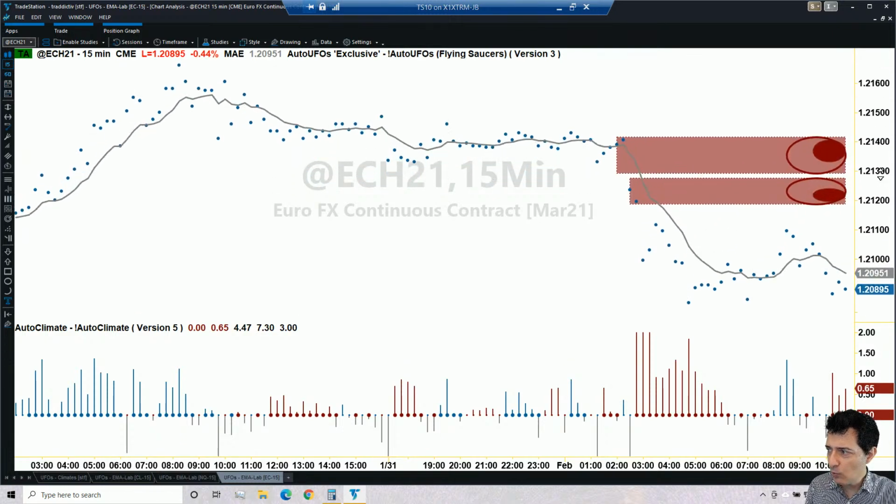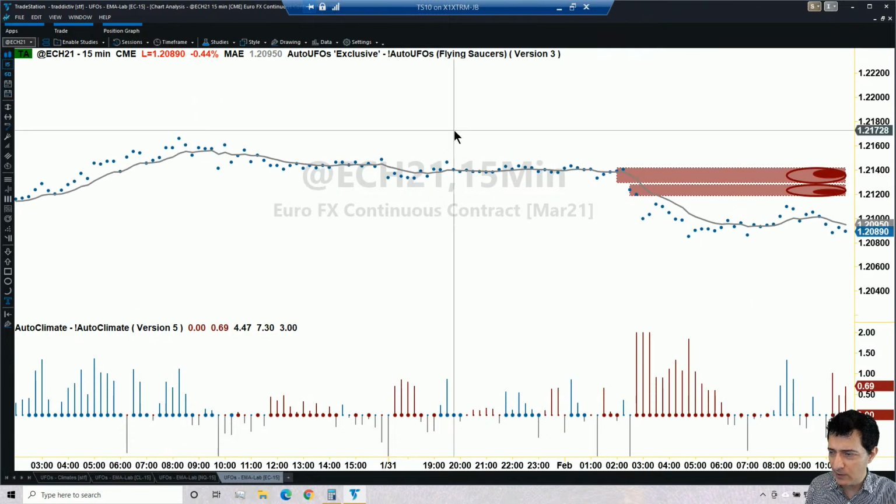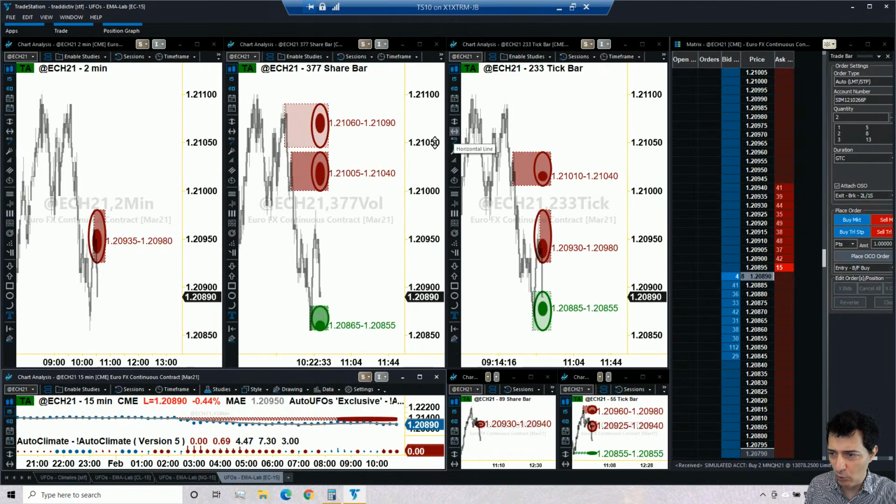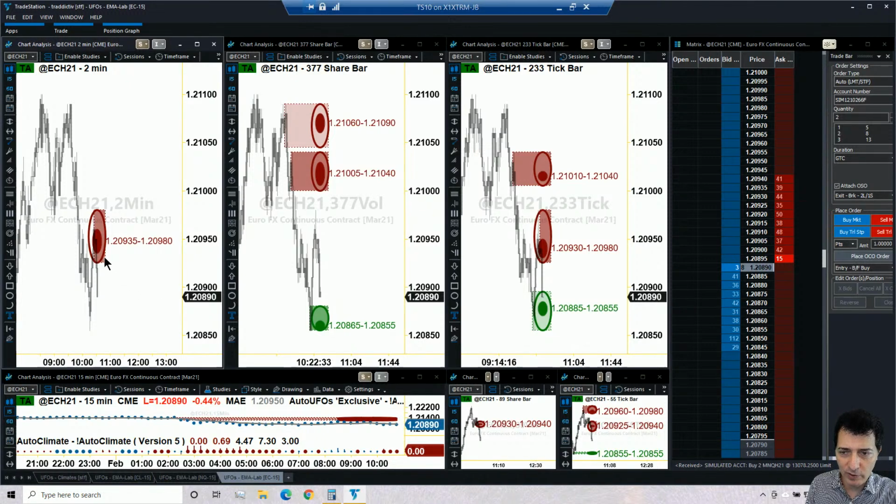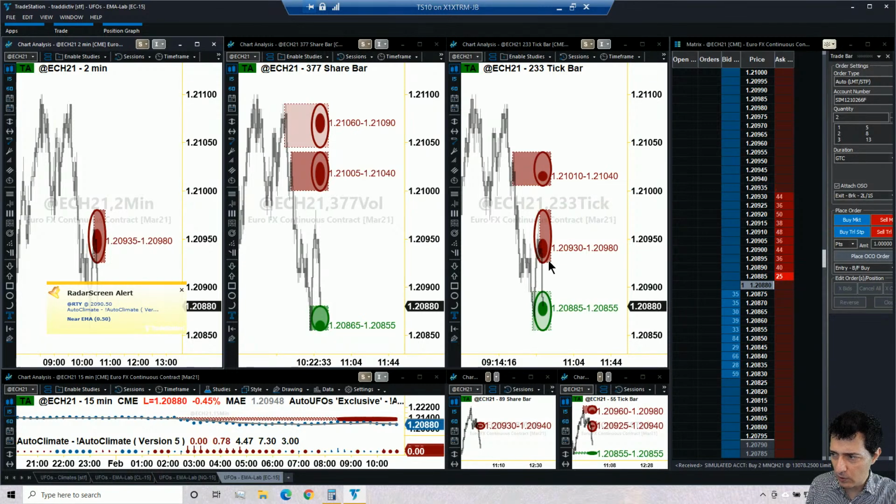So I don't see any green UFO below price, which probably there is. I need to load more data, but because I don't want to miss the trade, I'm just going to go ahead and, by the way, notice a new UFO also formed here. So we have 2 UFOs on the right and the left.